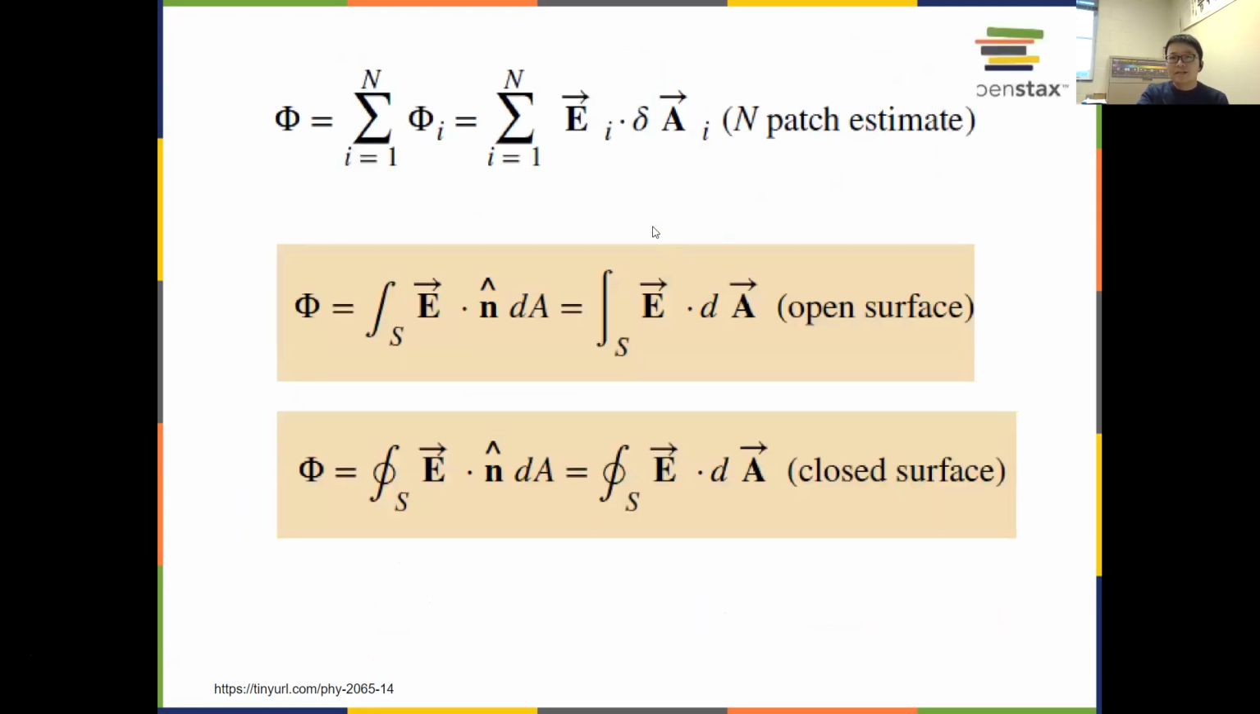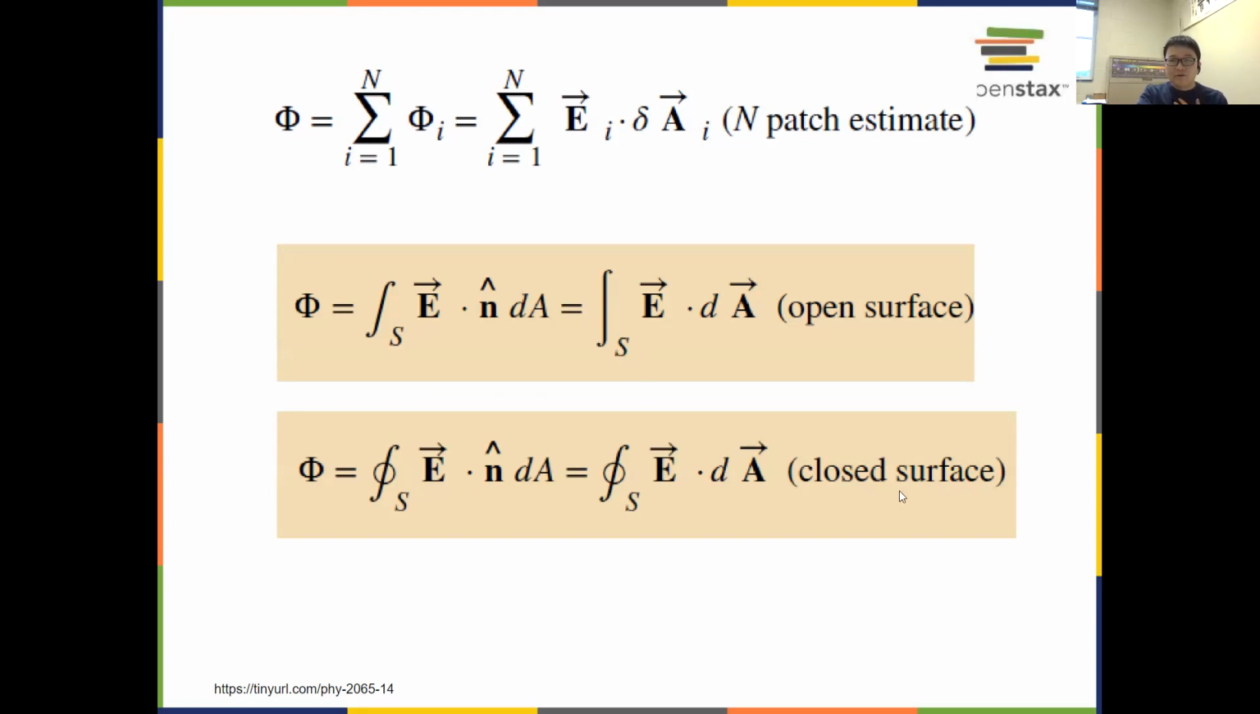Now, because we are slicing the surface into small pieces, if you slice the patches small enough, you'll essentially be doing integration. So for an open surface, you integrate E over the whole surface, and delta A becomes dA in that case. You normally do the integration over S, which means you integrate through the whole surface.